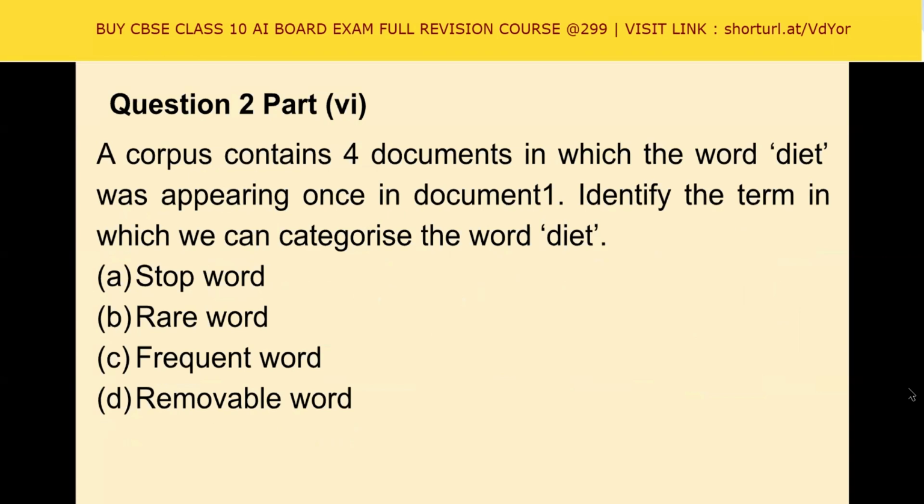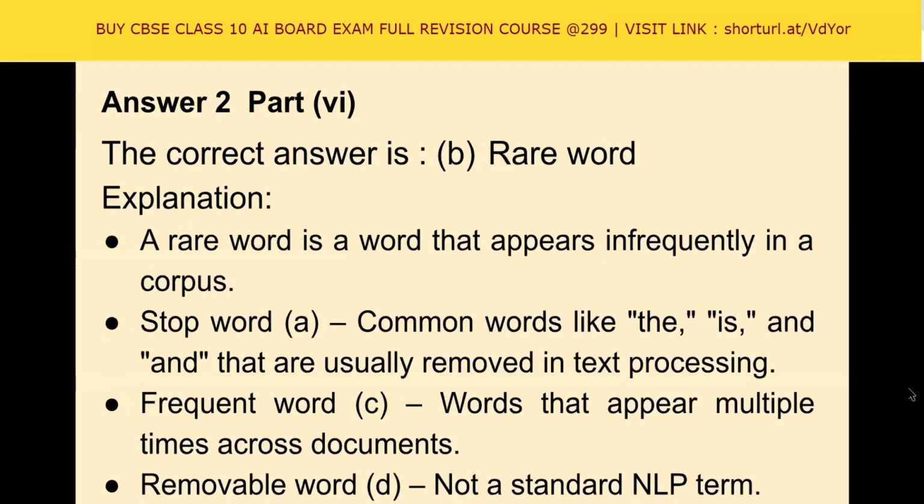So obviously this word is not a frequently appearing word. There is no removable word, so this is the rare word. Stop words are those words which are redundant. Means if you remove, like, the boy is going, the boy is playing, so "the" is not always required. But in this case, the word diet is rare. So a rare word appears infrequently. Stop words are common words like the, is, and, which you can remove. A frequent word appears multiple times.